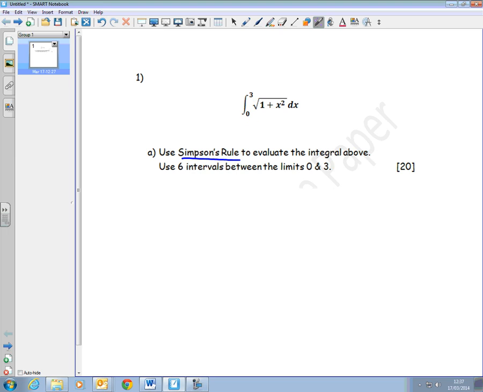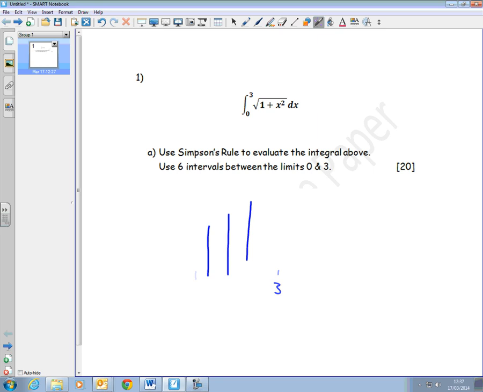So the first job here is to find out what the interval width is going to be. So imagine we've got this curve between two intervals. We've got to go between 0 and 3, and so we have to divide it into 6 intervals. So what's the interval width?